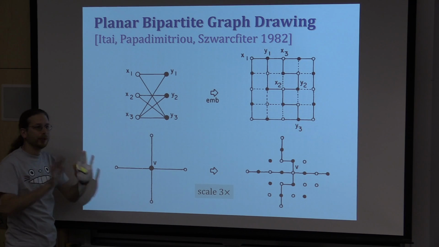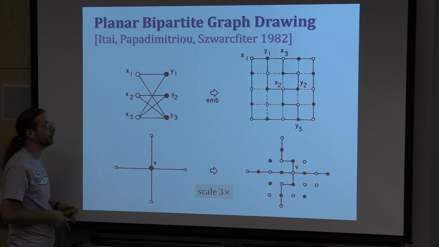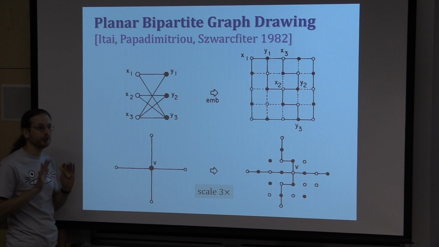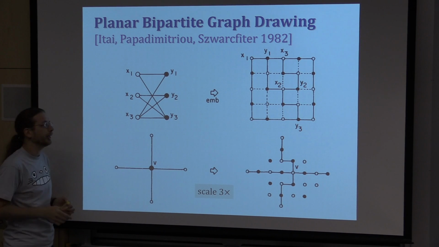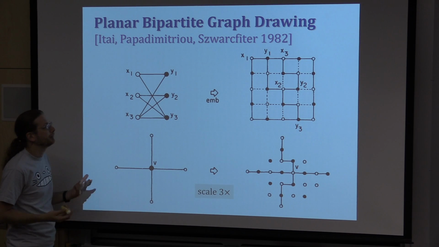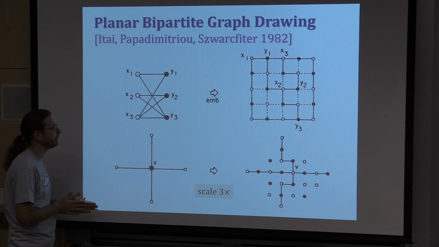Well, we just take any embedding in the grid. It's well known that if you have a max degree 4 graph, you can draw it in the grid without crossings, and each edge is some orthogonal polyline. I won't prove that here.